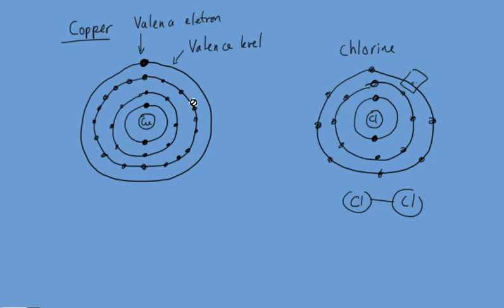So in a metal, the valence electrons, now remember, valence electrons are the electrons on the outer shell, are not tightly bound. Now, let's go back and look at our copper and our chlorine.